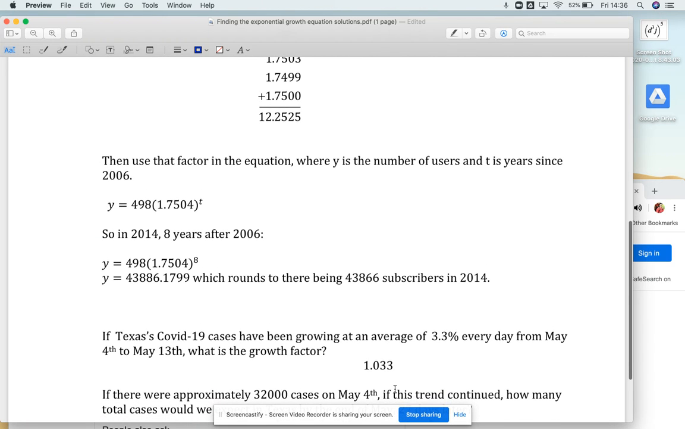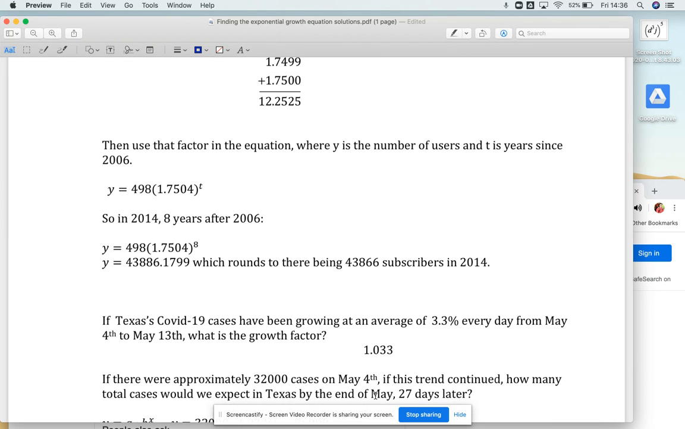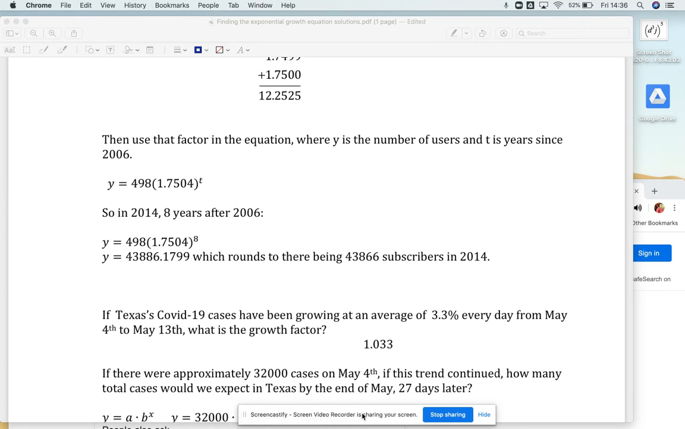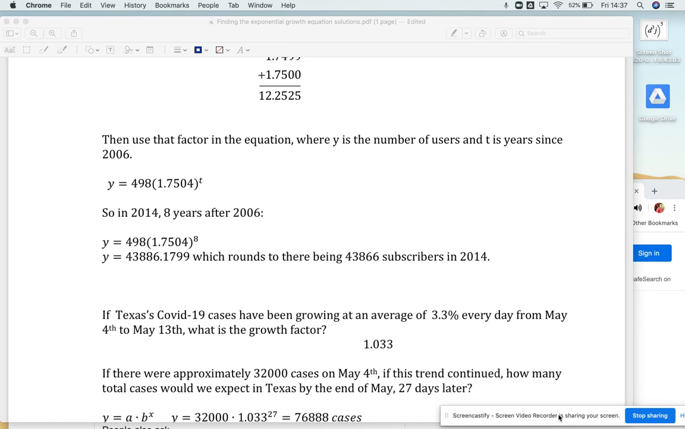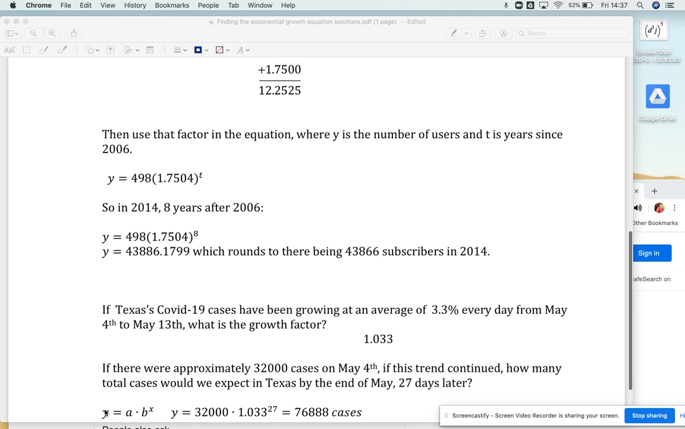All right. So if there were approximately 32,000 cases on May 4th, if this trend continued, how many total cases would we expect in Texas by the end of May, 27 days later? So here's what we do. Again, this is looking at the equation here. This is a general thing for an exponential function. We're taking what we start off with, we multiply it by some growth factor for a certain number of times.